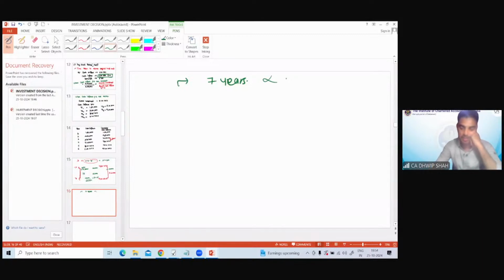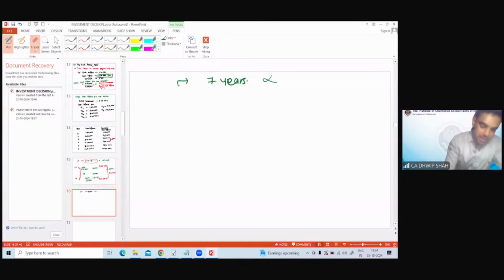Understood, everyone? Let's say after calculating the payback period, it comes to 10 years. But I want my initial investment to be recovered very swiftly, within 5 years. Then I will not take that project because it is taking 10 years. Yes, so this is how you use payback period.